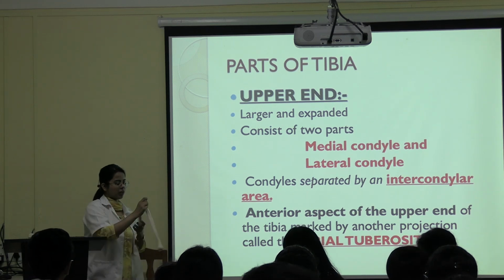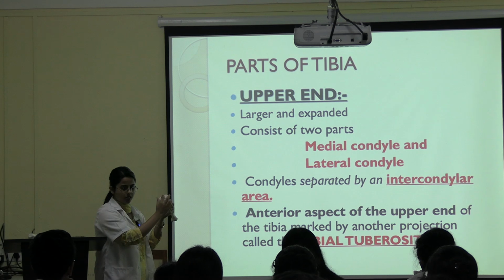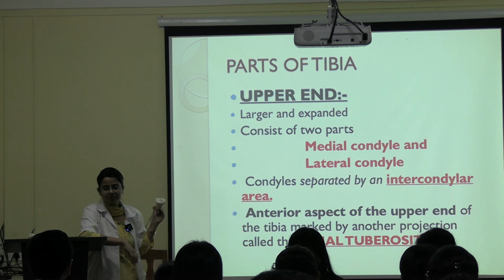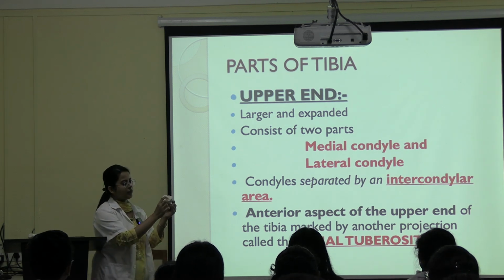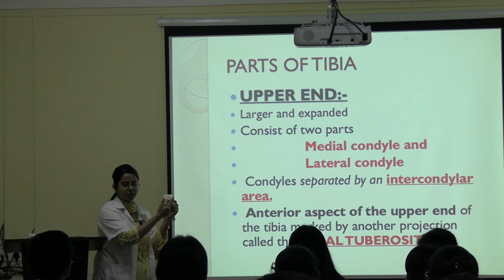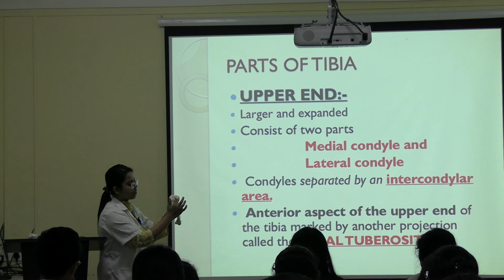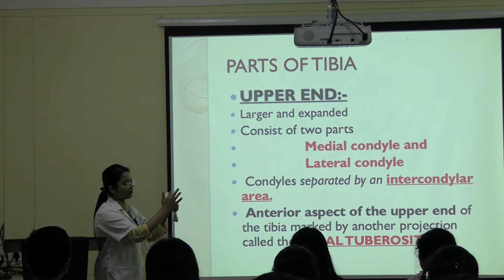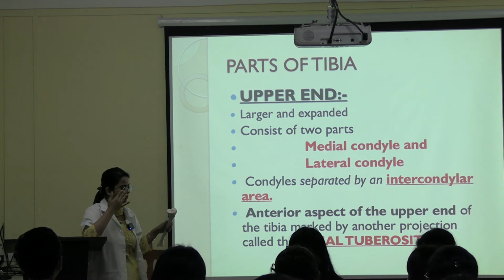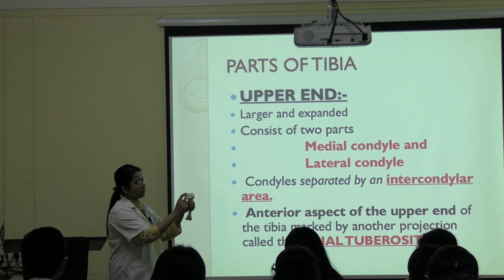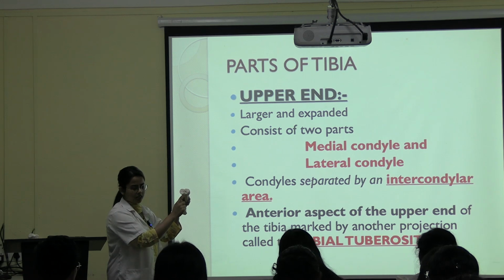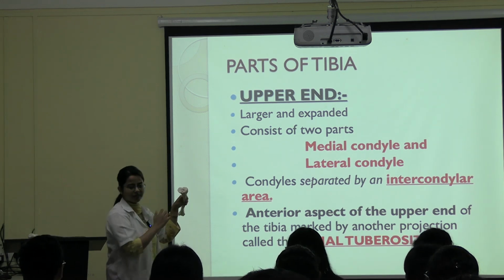Clear? Now, these are the articular surfaces. With which bone will this part articulate? Femur. So the medial condyle will articulate with the medial condyle of femur, and this one with the lateral condyle of femur. These two are articular surfaces, but this is non-articular. Clear? This intercondylar area. Now the articular surface of the medial condyle is oval and larger, and this is rounded and smaller.